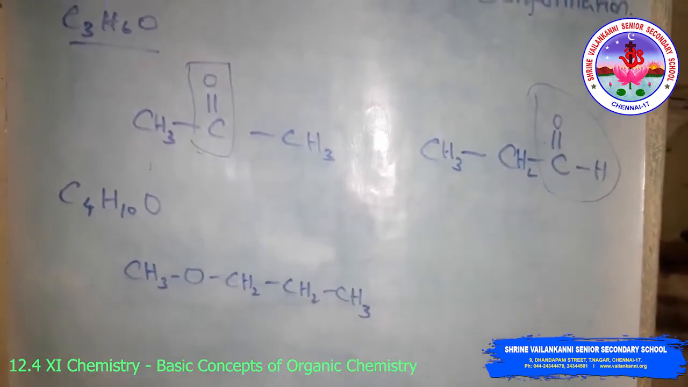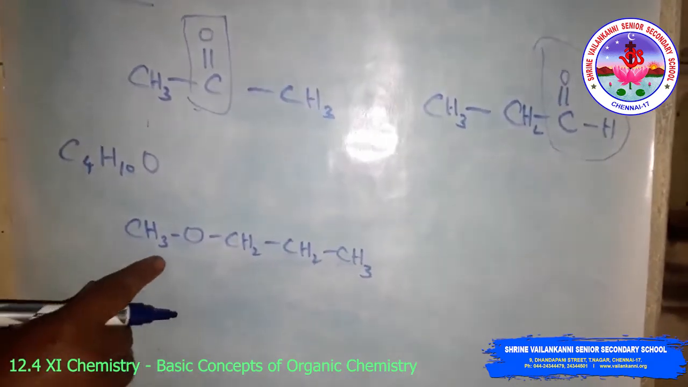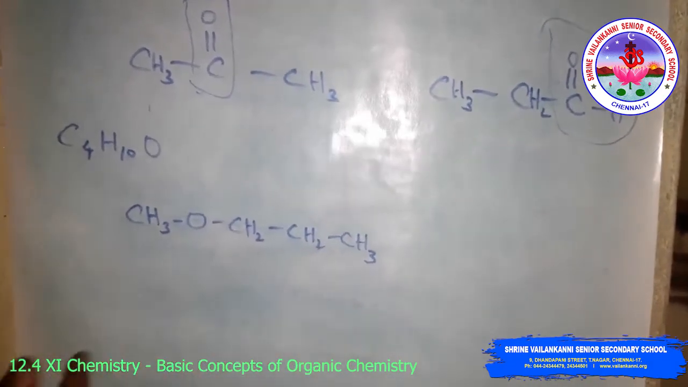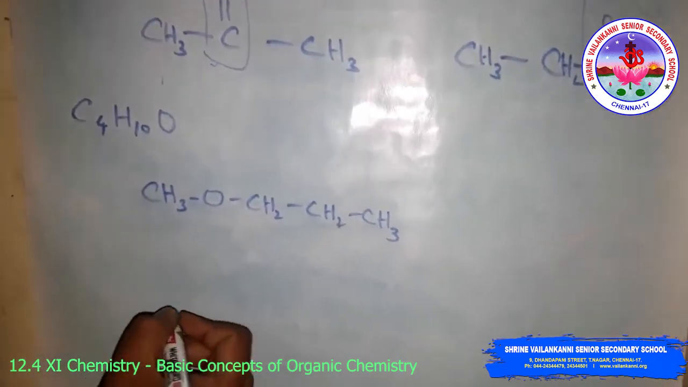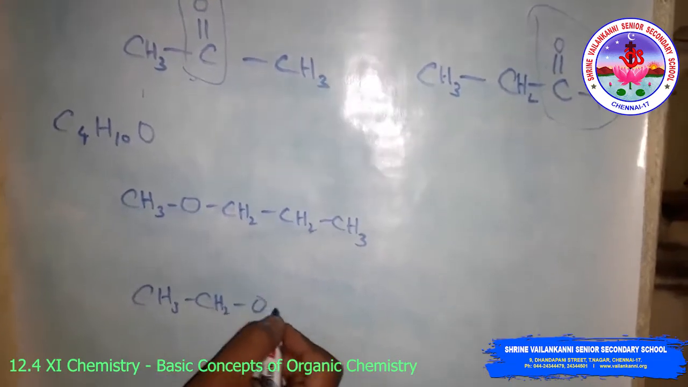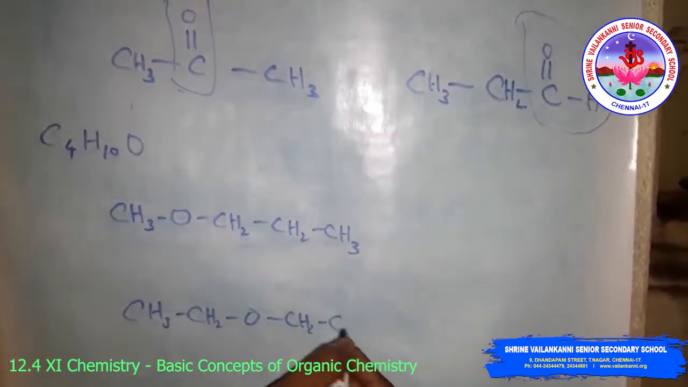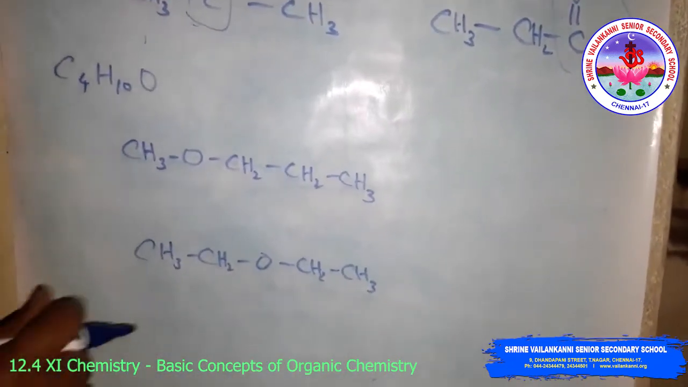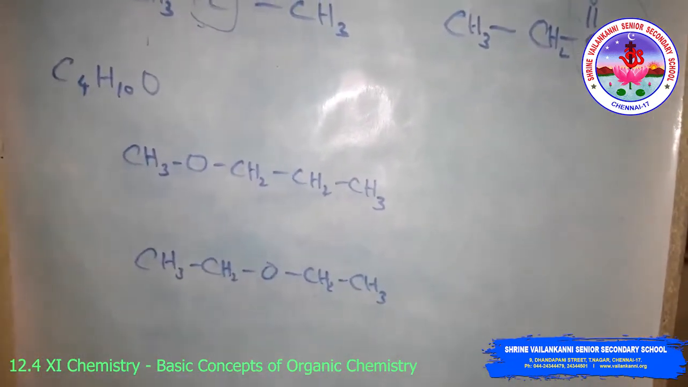So methoxypropane: number of hydrogen 10, oxygen 1, carbon 4. Then another possibility is CH3CH2OCH2CH3, ethoxyethane. So this is metamerism.